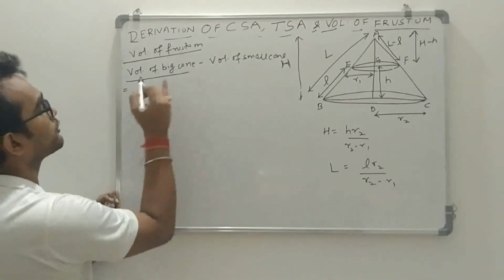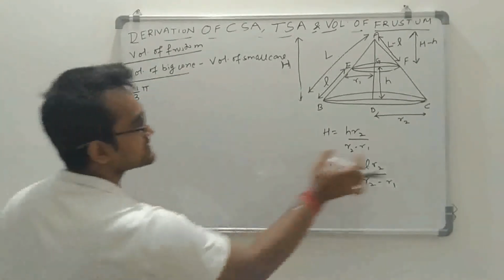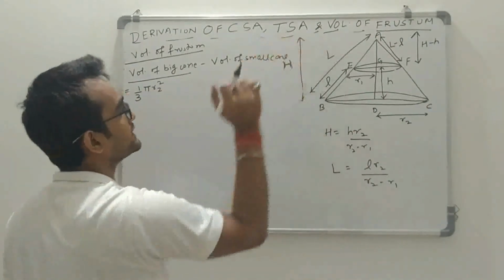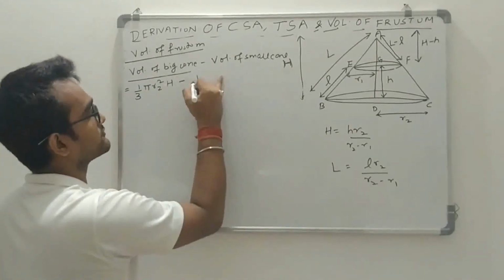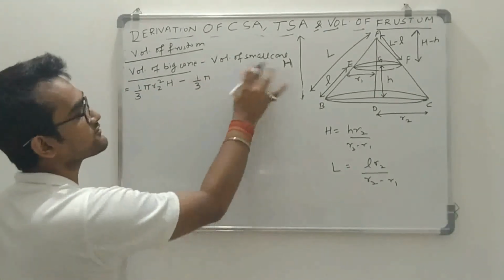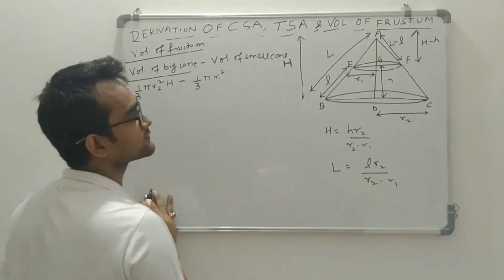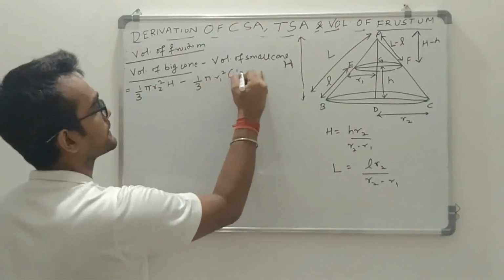So, the volume of the big cone will be 1 by 3 pi. The radius of the big cone is r2, so it will be r2 square, and the height of the big cone is capital H. The volume of the small cone is 1 by 3 pi, the radius of the small cone is r1, and the height of the small cone is capital H minus small h.